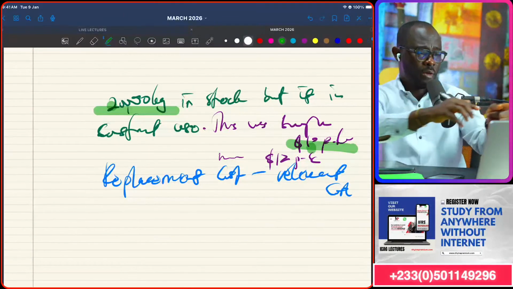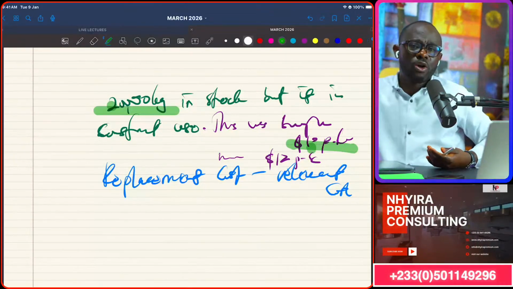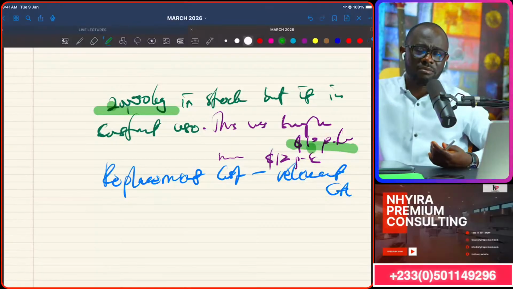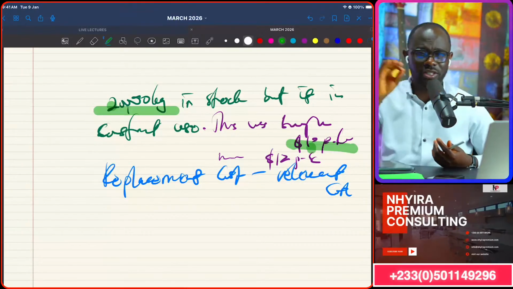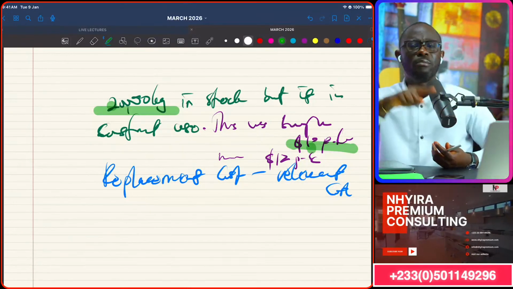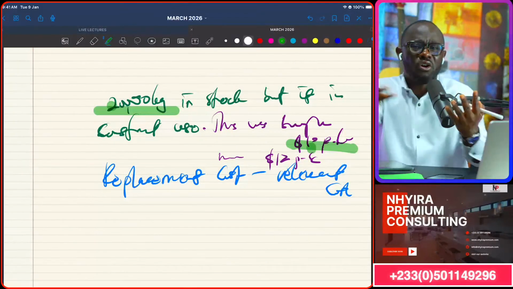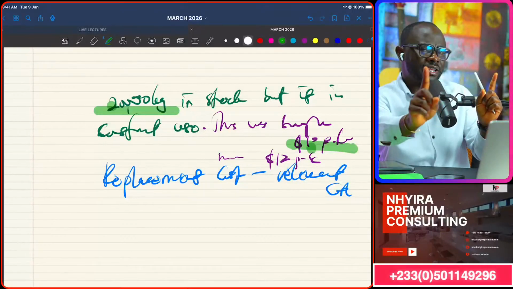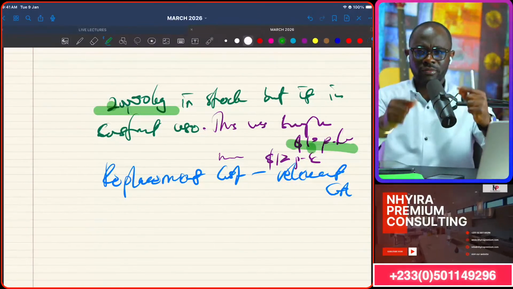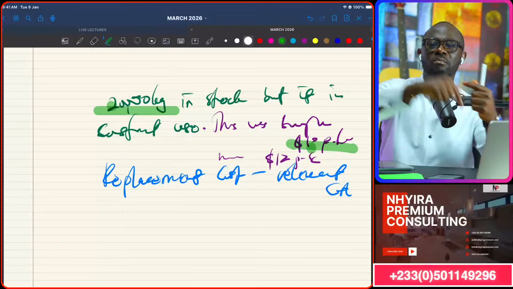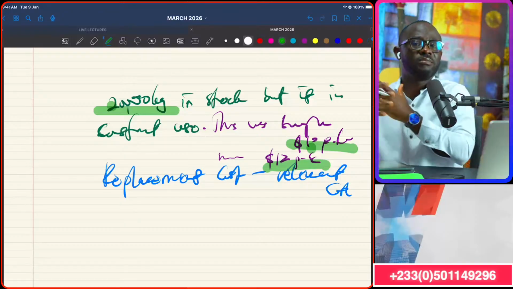Why is it wrong? Because they said, yes, this 20,000 is in stock. It has been bought some time ago. The money we spent to buy it some time ago is not a relevant cost, because sunk cost is not a relevant cost. So how much we paid for this inventory in the past, it's not necessary. The historical cost, we don't care about it. But here is the kicker. Because this material is in constant use, it means when you use it, you must replace it. So it means the relevant cost will be the 12, the replacement cost.